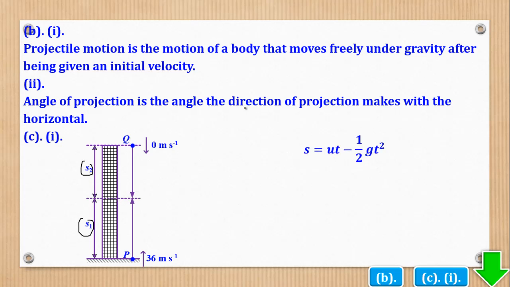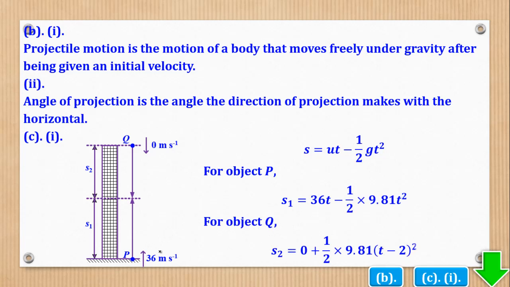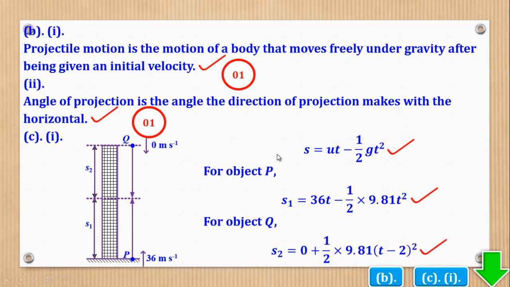Therefore, using the second equation of motion, for body P, I'll have U as that, and G is 9.81. Then for body Q, U is 0, and the time, remember that this one was thrown 2 seconds later, so it will be T minus 2. Now those are two equations, but they told us when you add these two, you'll come up with 90. So before I go to the next slide, let's see the maths for this slide.